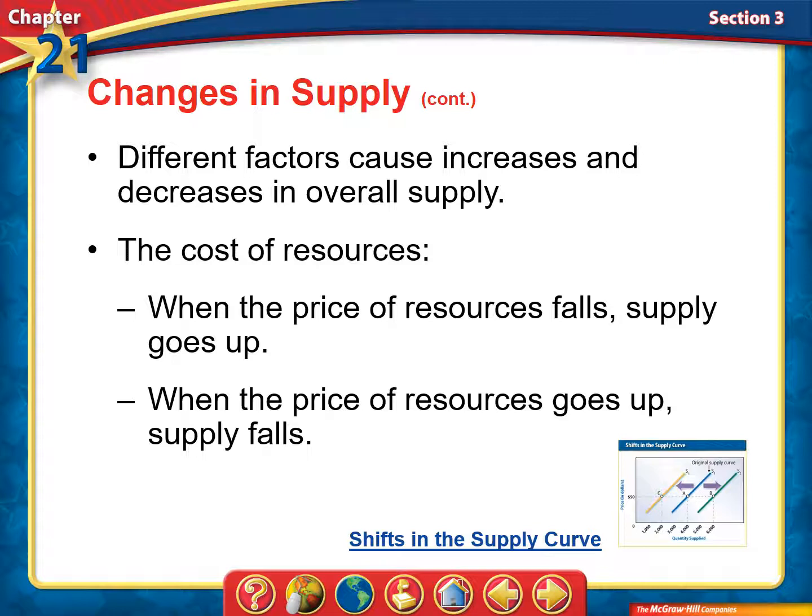Let's say Specialized released the new Stumpjumper. Let's say the cost of aluminum goes up. Well, that means it's going to cost them more to make each individual bike. Ergo, they're going to make fewer of those bikes.